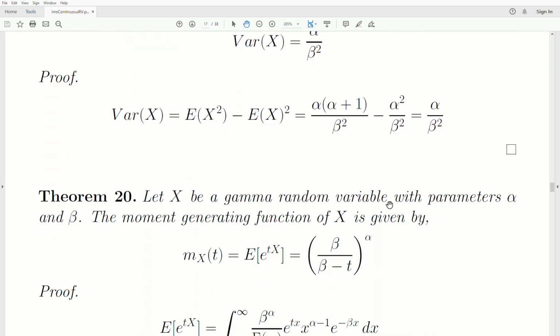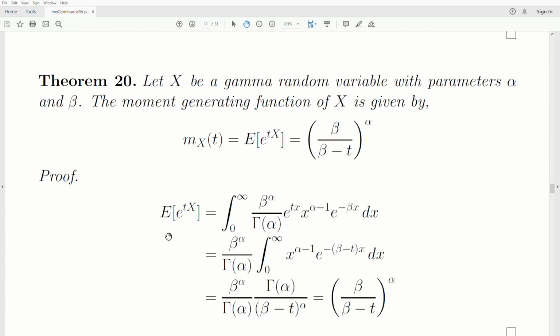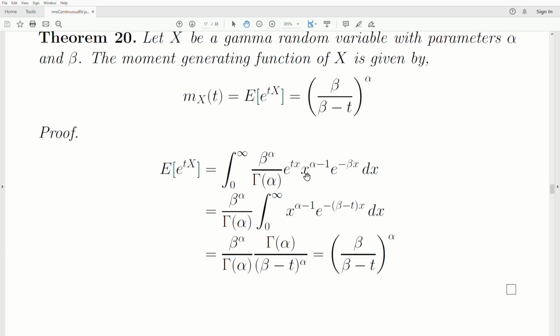Let x be a gamma random variable with parameters alpha and beta. The moment generating function of x is given by M_x of t, which is the expected value of e to the tx, which is this quantity here, beta over beta minus t, to the alpha. The proof is this: the expected value of e to the tx, you take e to the tx times the density integrated over all possible values. We combine the e's and get this here.